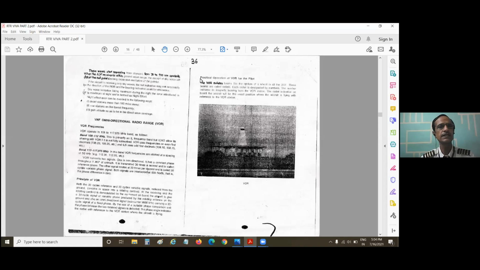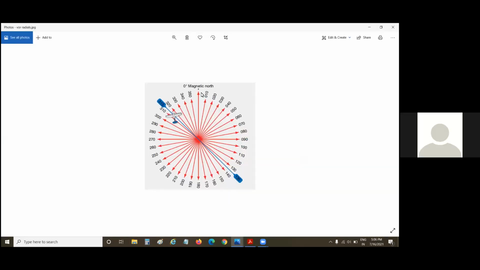It is shared with ILS. That actually we go magnetic north here, and from magnetic north we are starting. That is magnetic north, which I told you is 0, 0, 0 degrees or 360 degrees. When you go clockwise, to the right, we have 030 degrees, 040, each spacing is of 10 degrees. So this diagram is divided into 360 degrees.